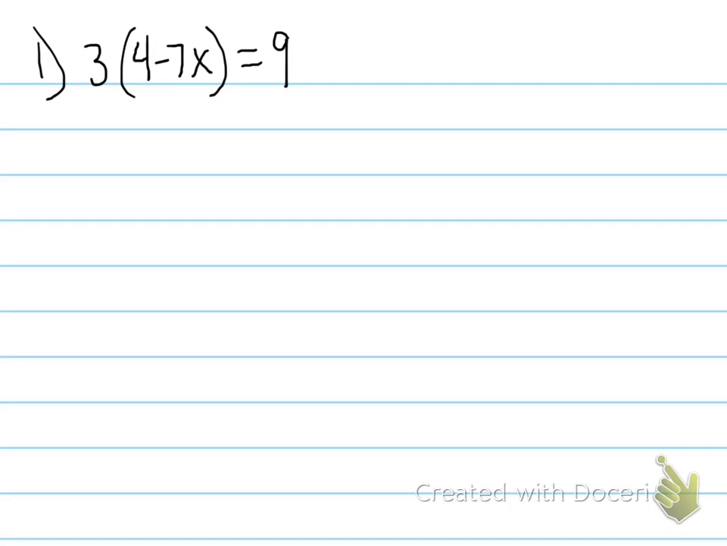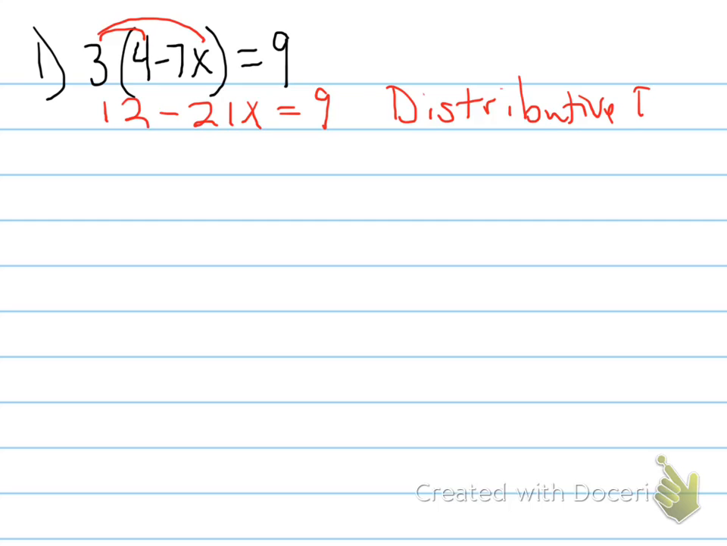Okay, here's number one from our algebra pretest that we took in class. Number one, we had to show the steps to solve and give the property. So first thing we should do is realize that to simplify this left side, we've got to distribute. So we'd end up with 12 minus 21x equals 9. And the property there is the distributive property. The distributive property basically gives us the directions to take that multiplication over everything inside the parentheses.